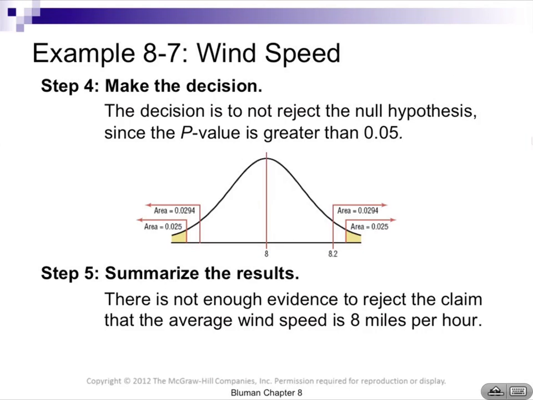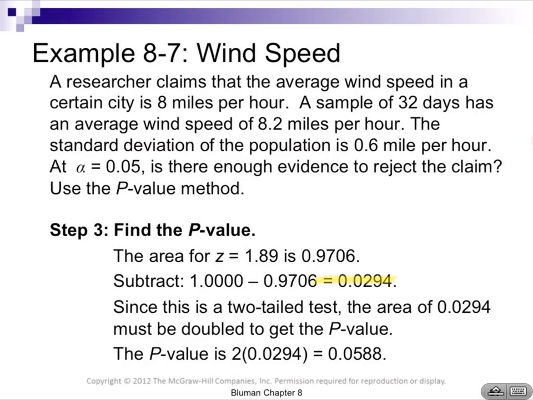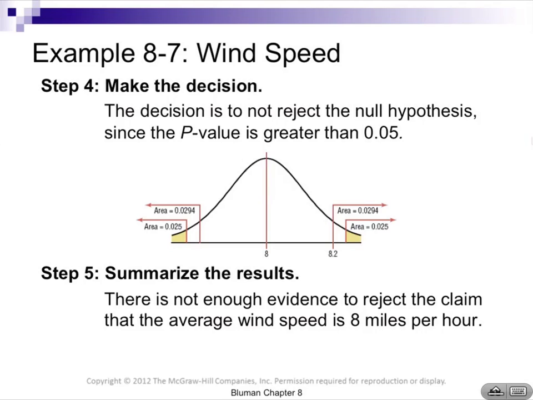So we have our decision is to not reject the null. The p-value is greater than 0.05. So our alpha of 0.05 means there's 0.025 in each of the tails, and you can see that that's drawn on your curve here and here.